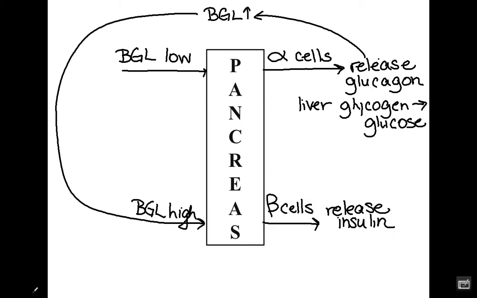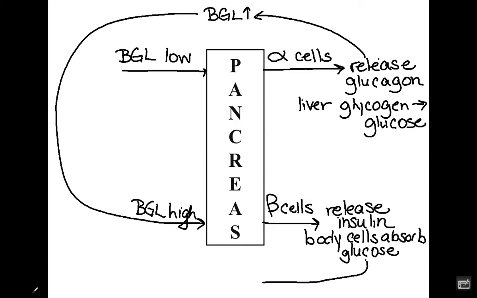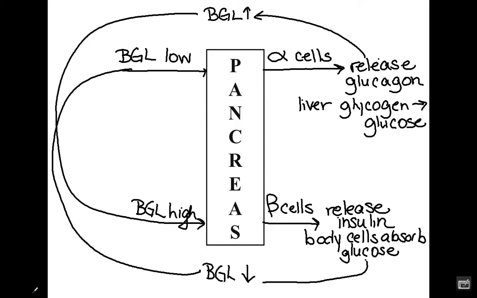And what this does is it makes the body cells absorb that available glucose. So it's going to pull that glucose out of the bloodstream. As you release that insulin, the blood glucose levels are going to go down. And again, it's going to feed back. And you can see we have this up and down shifting around our homeostasis level.